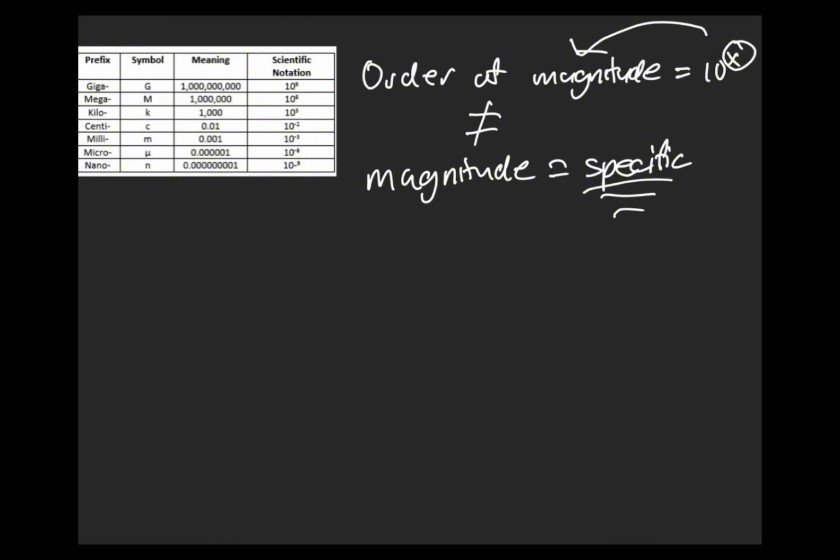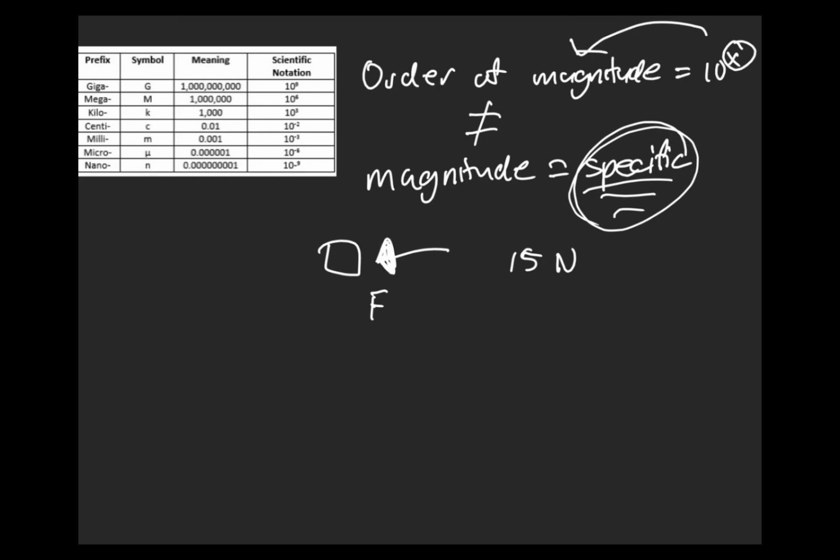Like for instance, I gave you the box and there's a force acting upon it, right? And some questions they like to ask, what is the magnitude of the force acting upon the box? And let's just say the magnitude is 15 newtons. That is a specific answer. Okay? So now let's move on to examples of order of magnitude.